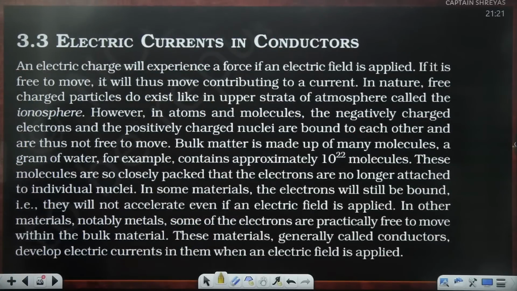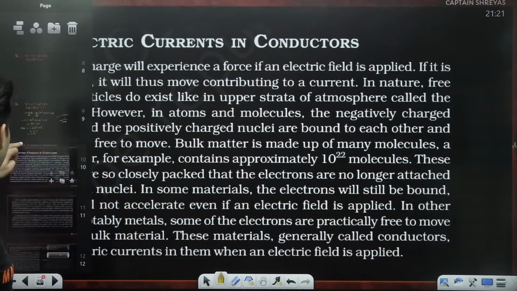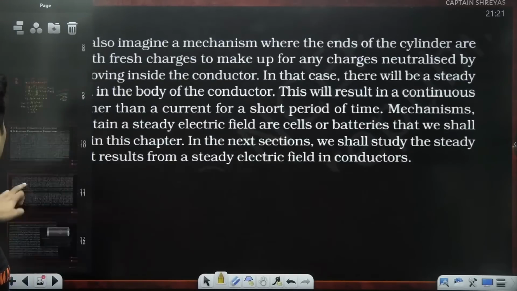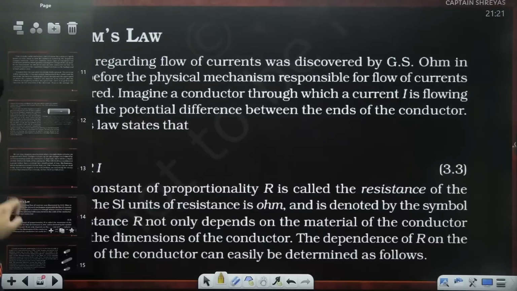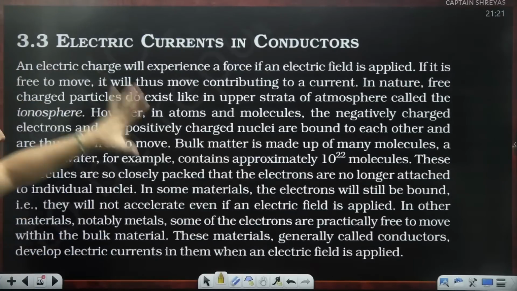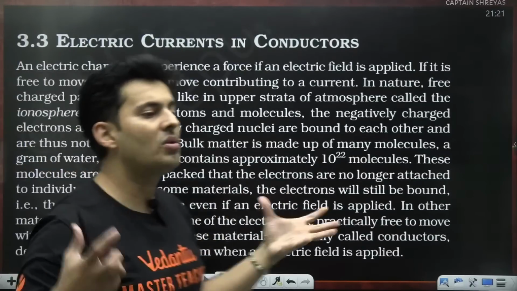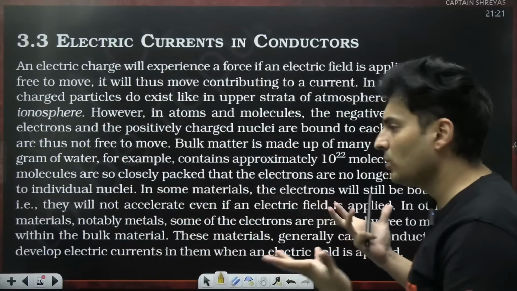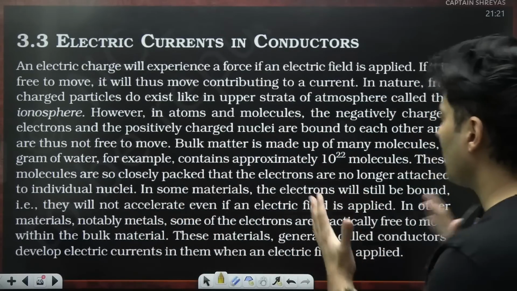Electric charge will experience force, okay. Now in this entire paragraph, I'll tell you what they have exactly done. There are many lines in this entire section 3.3, before 3.4 going to Ohm's law. This entire section is talking about how exactly the charges move and what exactly conductors do in helping the current flow. Let's just go through it.